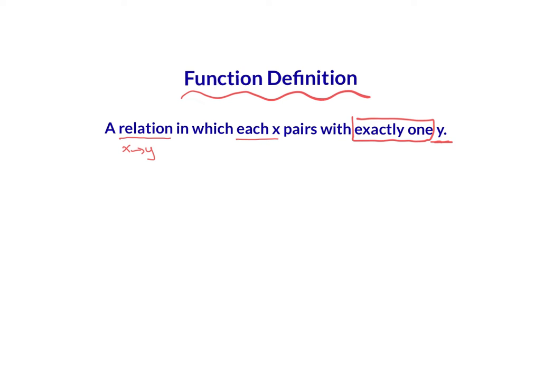I like to think about what is not a function to help understand what a function is. If an x has to pair with exactly one y, that means if I have the x value 2, and let's say it pairs with 3, the x value 2 cannot pair with another number. 2 cannot go to both 3 and 4. That would not be a function.